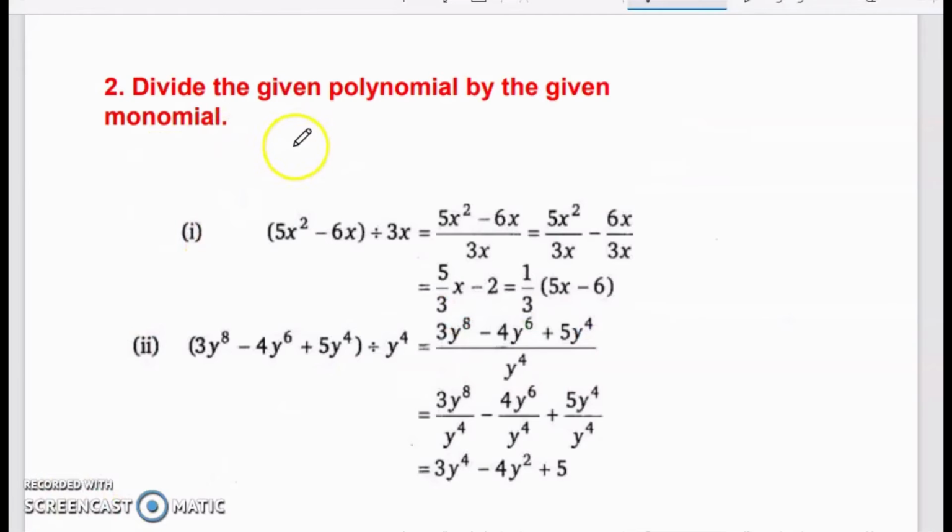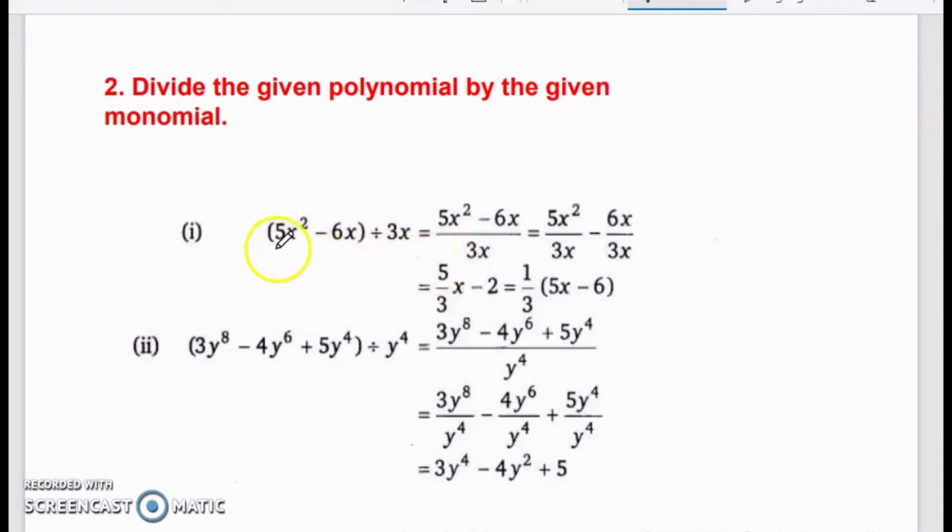In the second question, you are going to divide the given polynomial by monomial. So in the numerator, you will have a polynomial that is having multiple terms, and in the denominator, you will be having just a monomial.